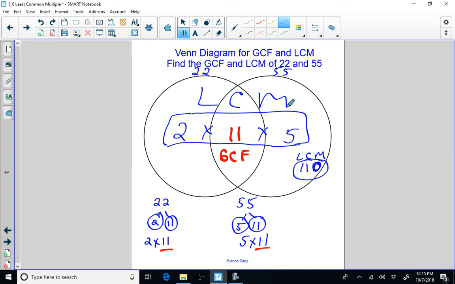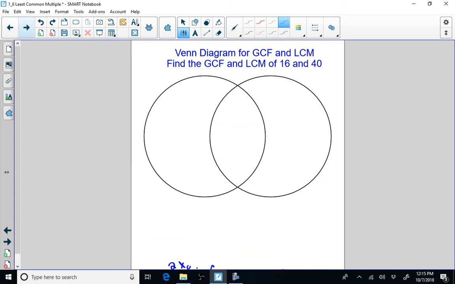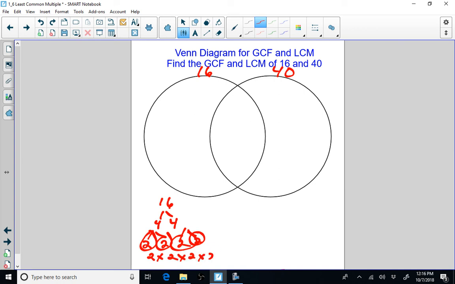All right? Try one more. We're going to have 16 and 40. So I'll put my 16 up here, my 40 here. Factor tree for 16 is going to be what? 4 times 4. Neither is prime. So 2 times 2 here, 2 times 2 here. So I have 2 times 2 times 2 times 2.